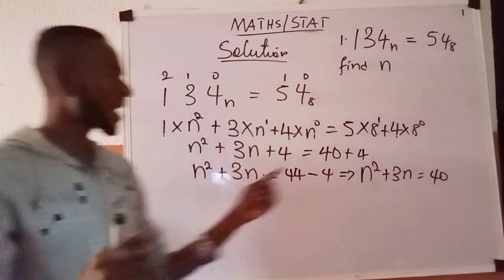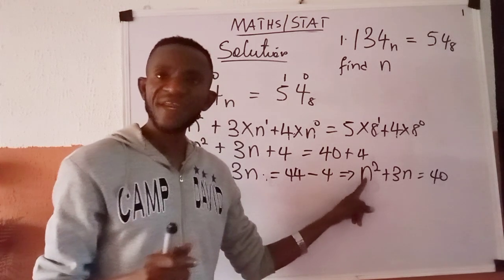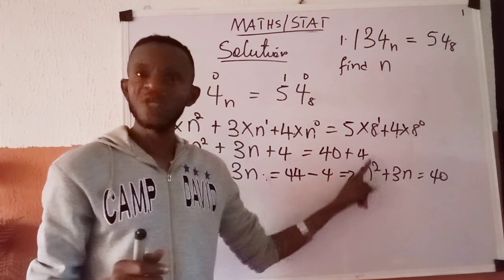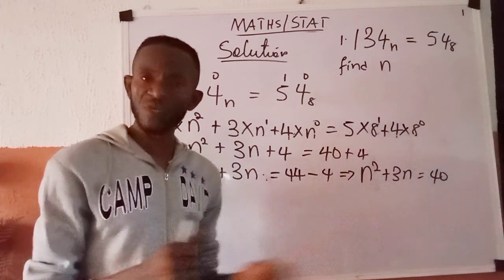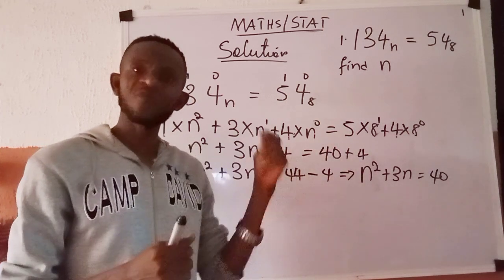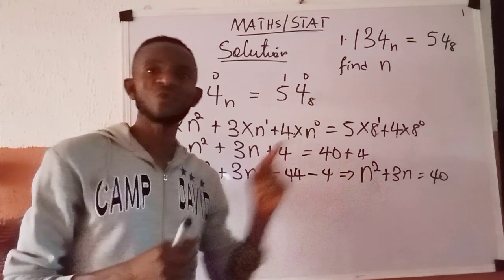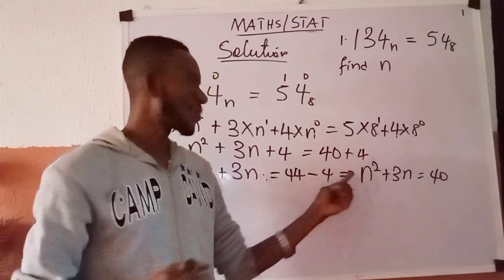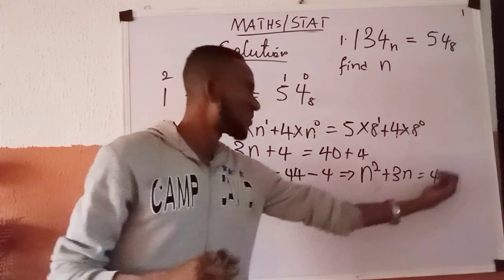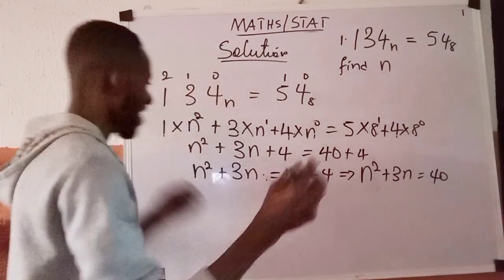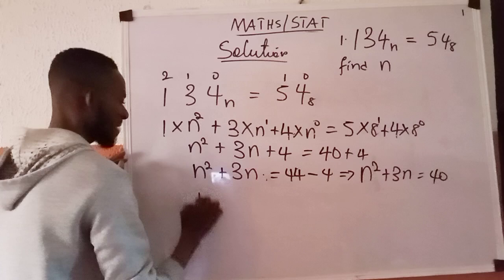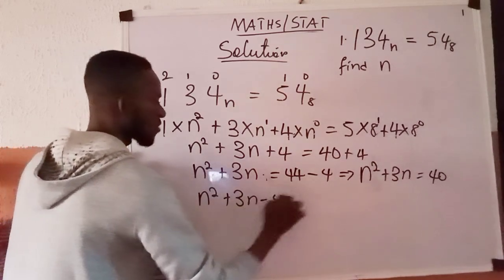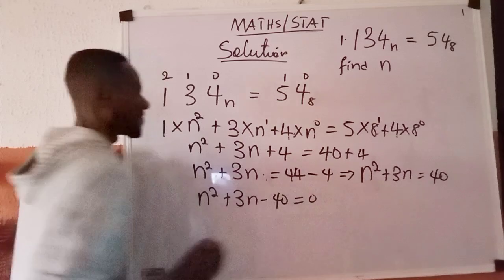And of course, we know that anytime we have a variable or a letter in an equation raised to power 2, we are dealing with a quadratic equation. The first principle of a quadratic equation is to equate it to 0. So I'm going to equate this equation to 0, which means bringing this 40 over here. What I have now becomes n raised to power 2 plus 3n minus 40 equals 0.